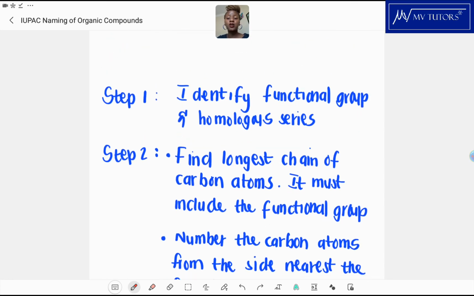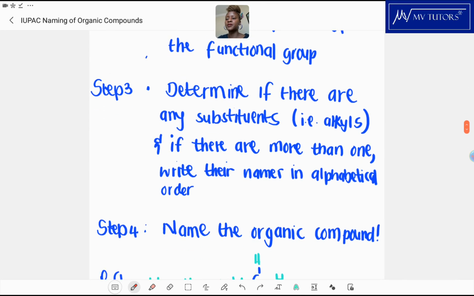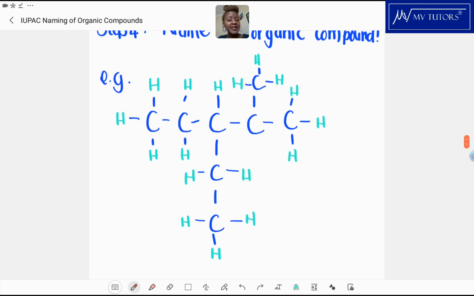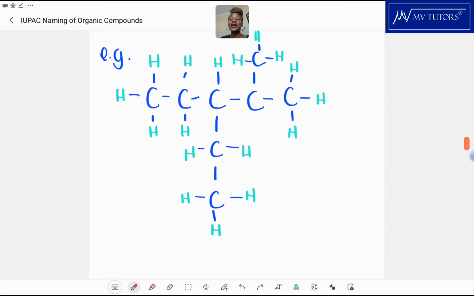Step 2, find the longest chain of carbon atoms. So let's do it. I'm only seeing carbon atoms and hydrogen atoms, so I must have a hydrocarbon. I'm only seeing single bonds, so it is an alkane. Okay, so that is your suffix, right? Ane.